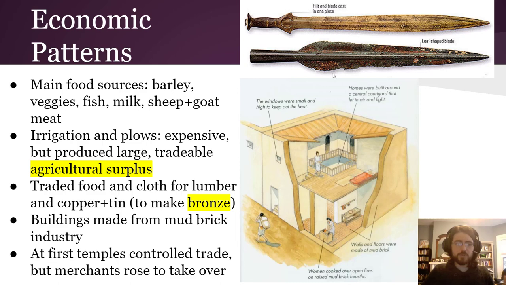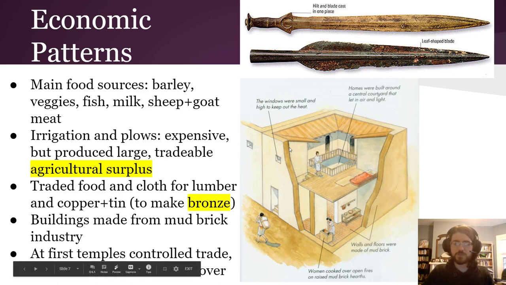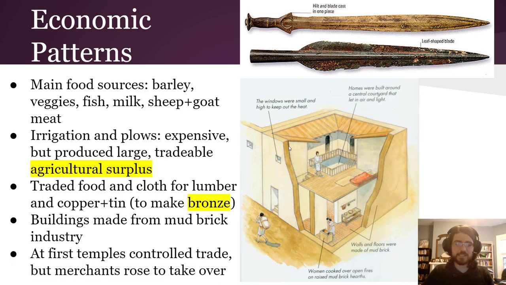And the buildings that they had were made from mud brick, so it was actually really cheap to build buildings compared to other tasks, because you could build them out of the local materials. They had a lot of clay-based mud to go around, so that was pretty easy.